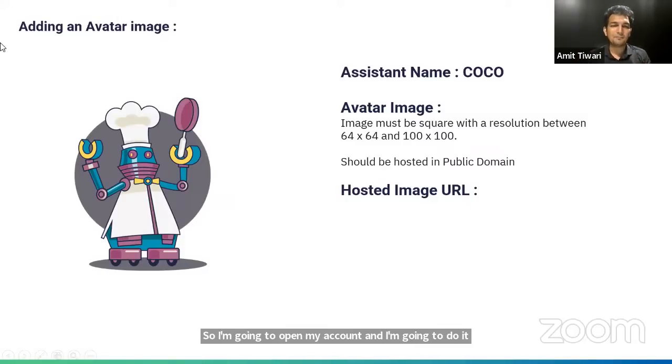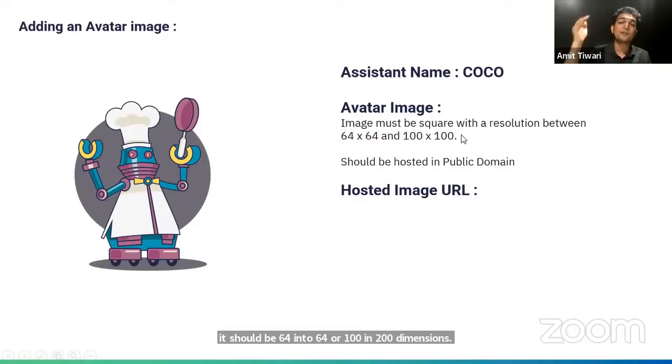Here at this step, we are going to add an avatar image. So I have created this avatar image for my chatbot. This is my foodie bot. I call this chatbot Coco. And the avatar image should be 64 by 64 or 100 by 100 dimensions. This is in pixels. I have already created this file. You have downloaded this file from the link that I have given you. This should be hosted in a public domain.